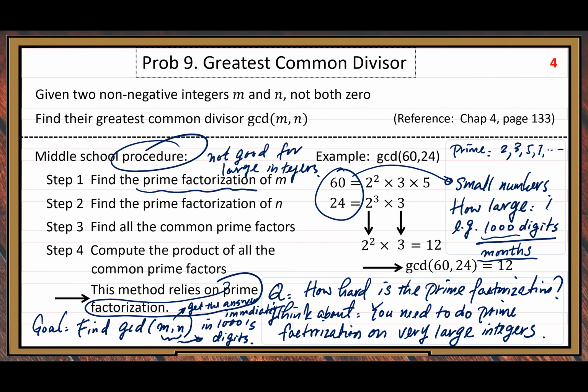So how large? I used this 1,000 digit example, this large. Then it could be as slow as a few months, that slow. All right, so that's where we were last time.